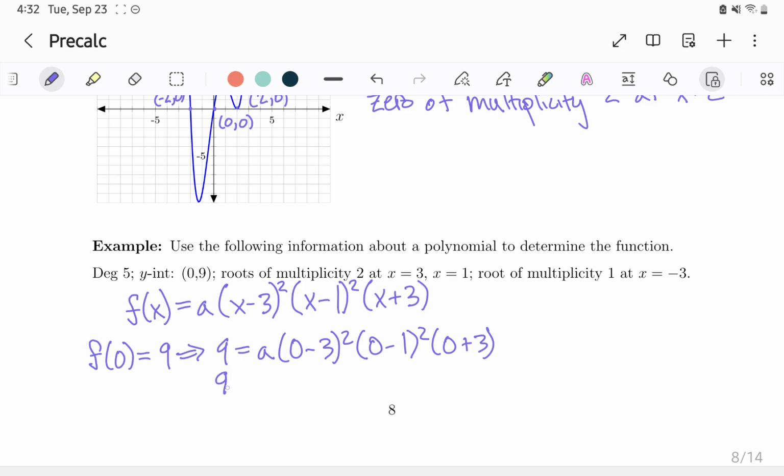And let's simplify what we have on the right. So we're going to have 9 equals a, and then 0 minus 3 is just going to be minus 3. And then when we square it, we're going to have a positive 9. And then 0 minus 1 is going to be minus 1 squared is going to be a positive 1. And then we have 0 plus 3 is just going to be 3. So we have 9 equals a times 9 times 1 times 3. In other words, 9 equals 27a when we multiply everything out. And so solving for a, we divide both sides by 27. And we get that a is equal to 9 over 27, which reduces to 1/3.